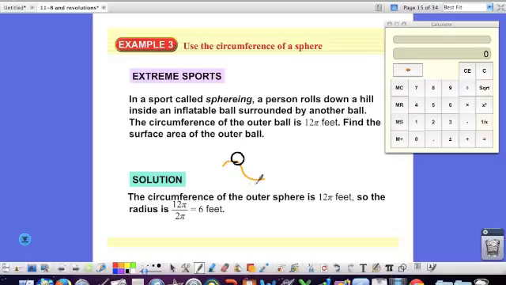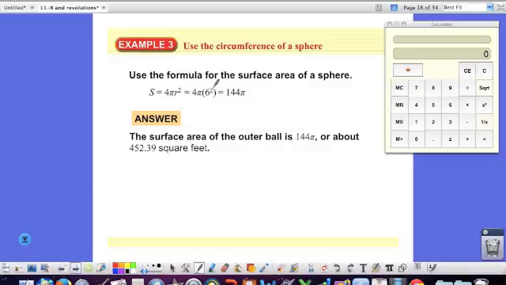So if the circumference of the outer sphere is 12 pi feet, then the radius is 12 pi divided by 2 pi. So that's 6 feet. Okay? And then using the formula, 6 squared is 36 times 4 is 144 pi. And if we use our calculator, we're going to get 144 times 3.14 equals 452.16.